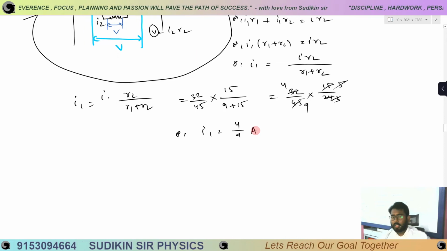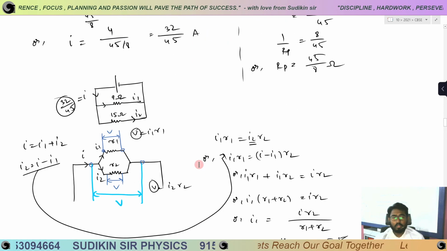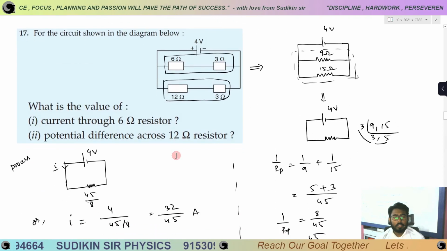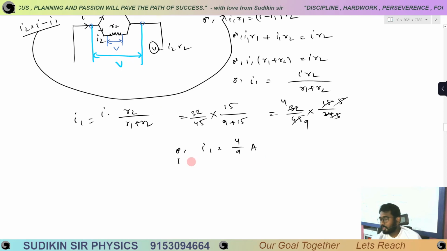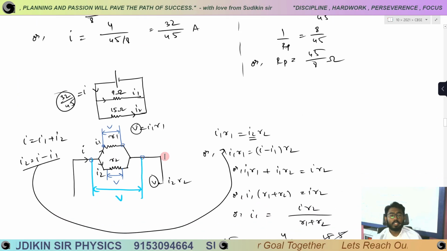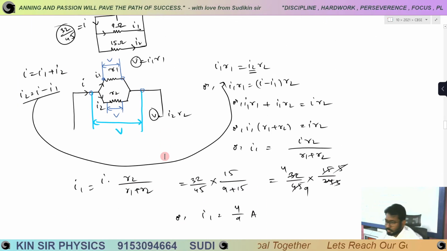Can I say that? Okay. Similarly, if I get I1, they are asking me current through 6 ohm. So current through 6 ohm is I1. That means that will be 4 by 9 ampere. Now, next question. Next, we can do it in another way also. There are various ways of doing it.